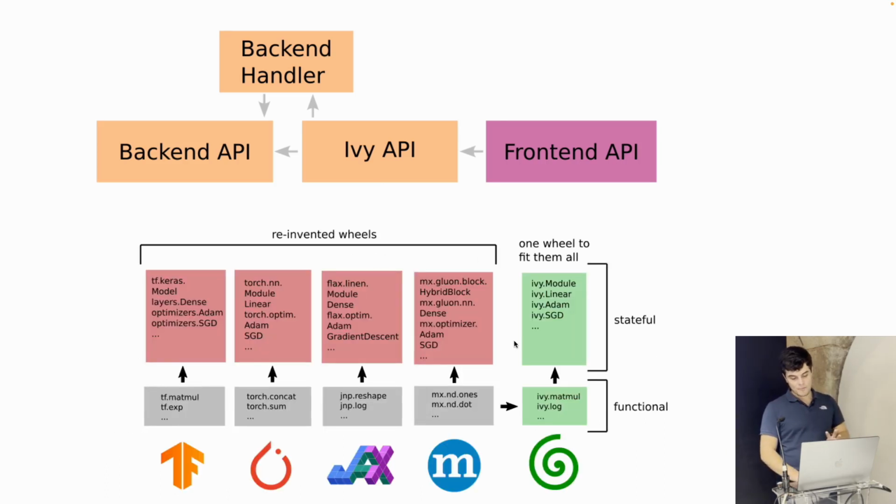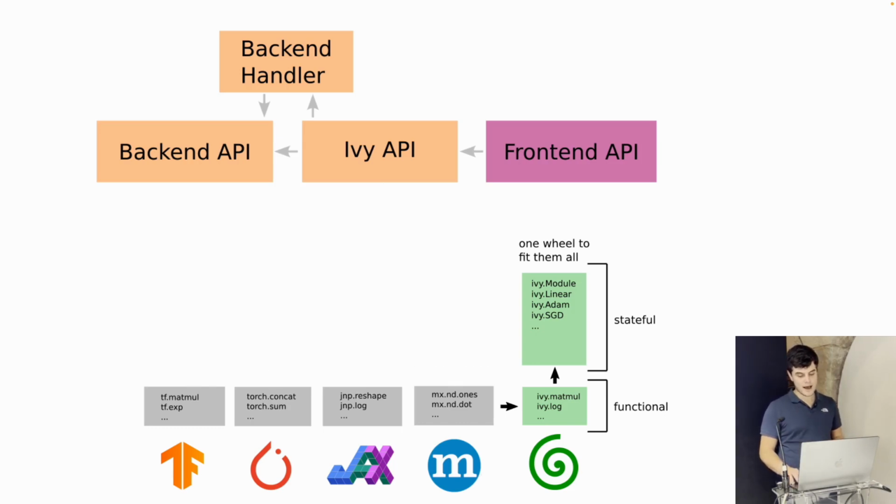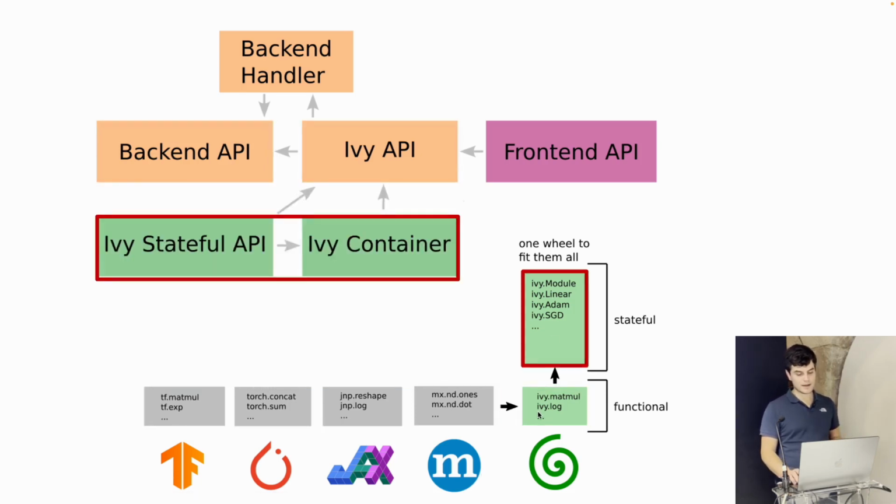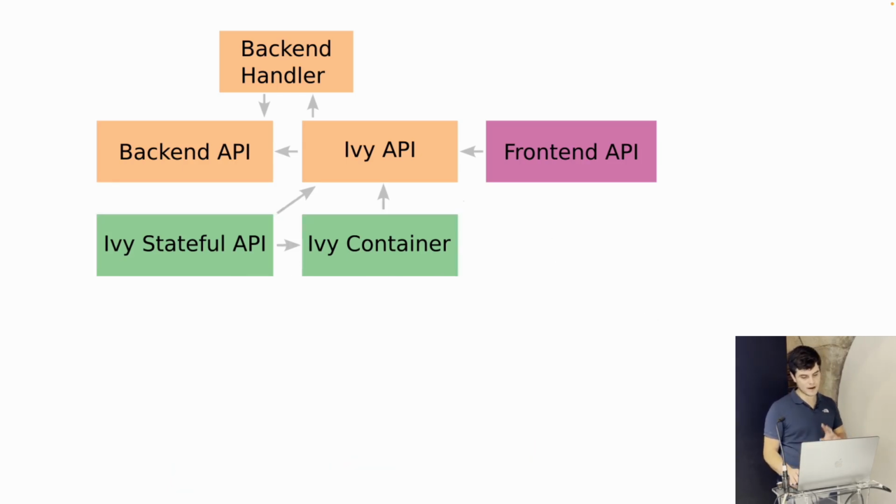We then have this other image that represents something similar. So these are each of the backend APIs. This is Ivy's functional API, and then we have Ivy's stateful API, which is the container, the modules, all the high-level classes to compose new things. So this is the backend API, this is the Ivy API, and then we have a stateful API, which contains a container class, which is useful for containing weights in a network and things like this, and also data sets. And then our stateful API, which contains all the modules and so on.